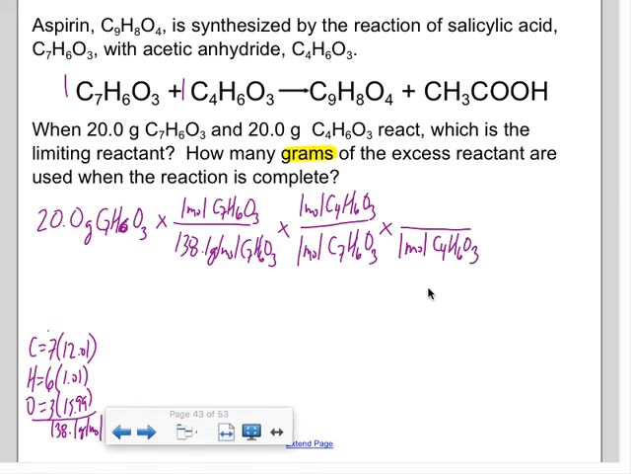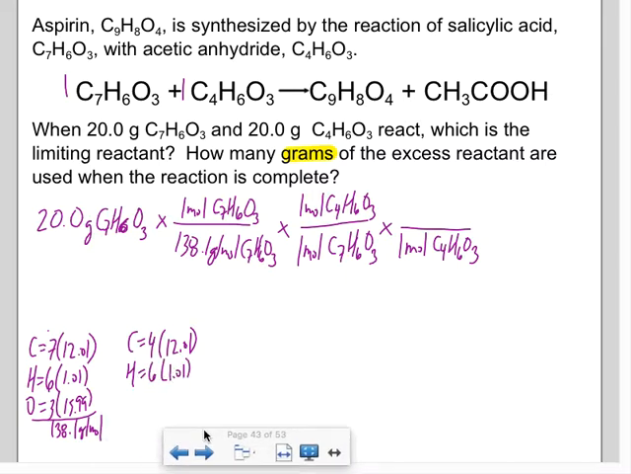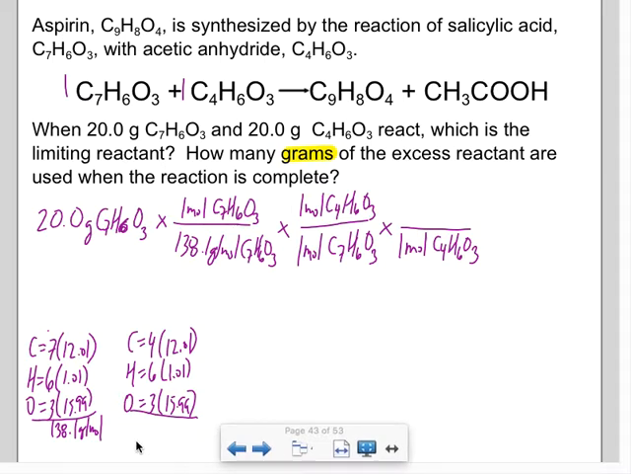And my molar mass of that is going to be on top, so I have to find the molar mass. Carbon 4 at 12.01, hydrogen 6 at 1.01, and oxygen 3 at 15.99. I add them all up together and I get 102.07.